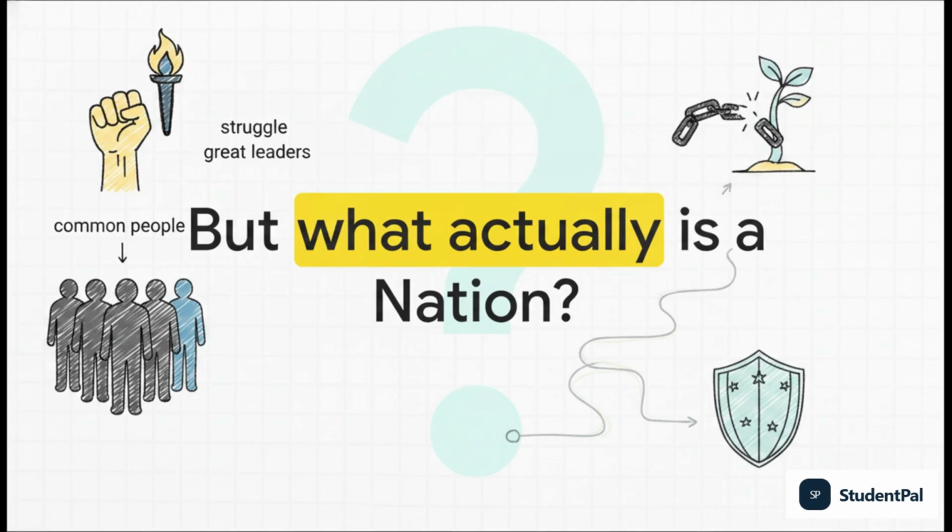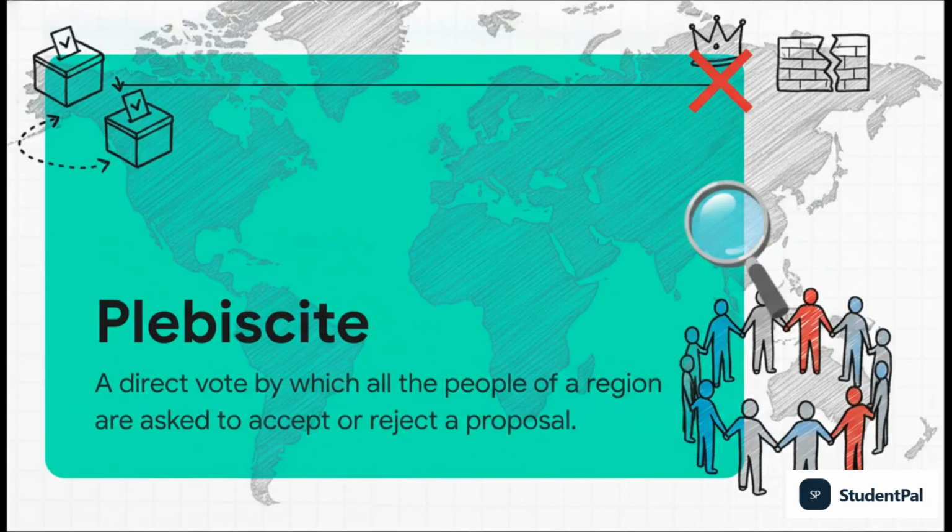Renan argued that a nation doesn't just naturally exist out of nowhere based on language or religion. Instead, a nation is forged through common struggles, the brave actions of great leaders, and the everyday sacrifices of common people. So, the crucial point is how Renan actually viewed the existence of a nation. He famously said, "The existence of a nation is a daily plebiscite."